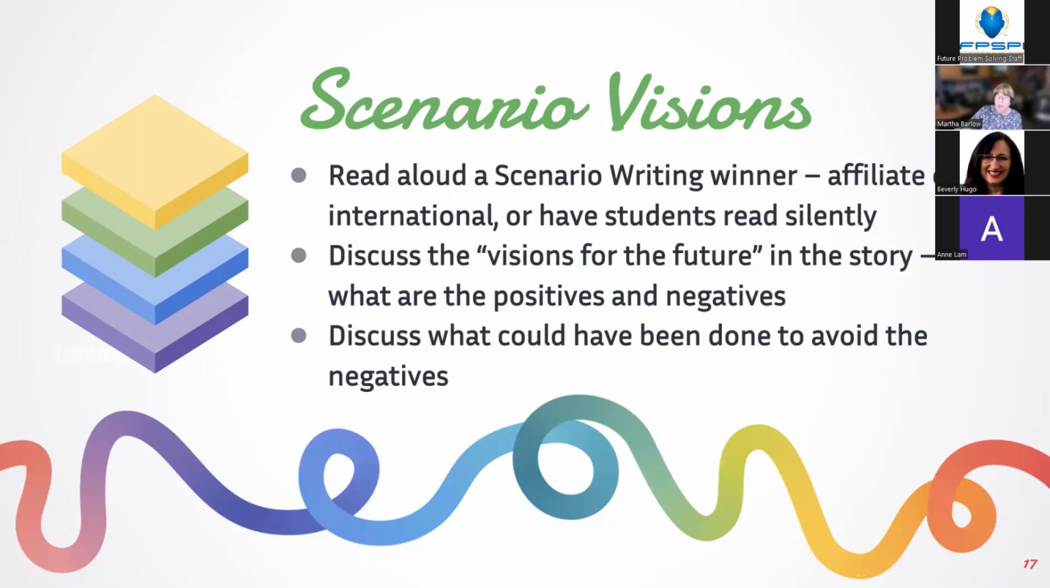So for the negative pieces, how did they get there? What may have happened along the way to end up like that? And is there any point along the way that things could have gone differently?